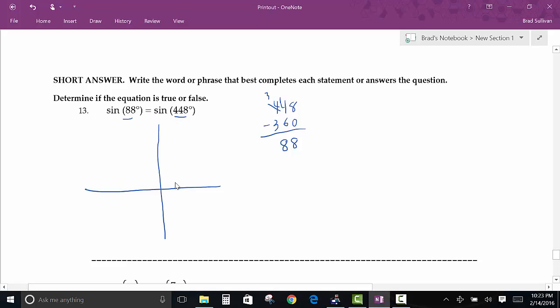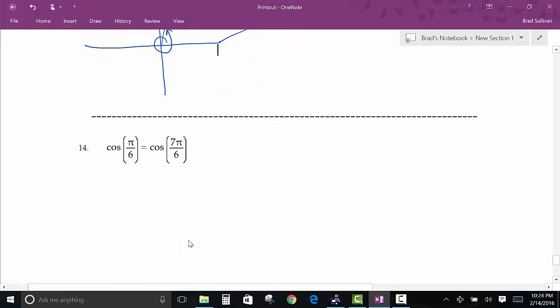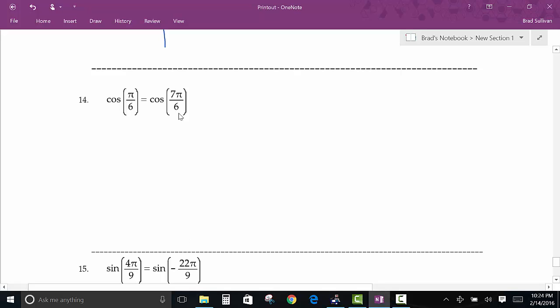So here's the idea. If you have an 88 degree angle, without a doubt the sine of 88 is going to be positive because it's in quadrant 1, and everything's positive in quadrant 1. If you did a 448 degree angle, all it means is it's one lap around the circle, then 88 more, so it's going to be the same answer because it's still a quadrant 1 angle. So the sine of 448 is going to be positive, so the answer to that problem is going to be true.